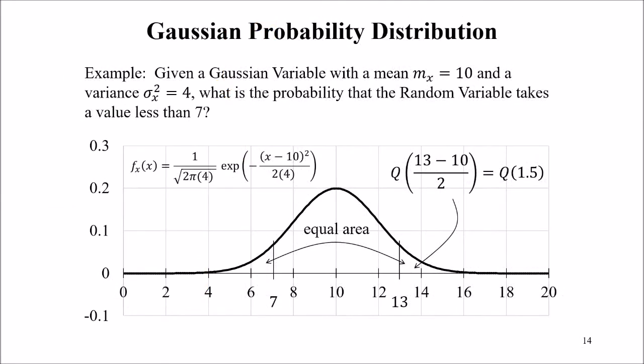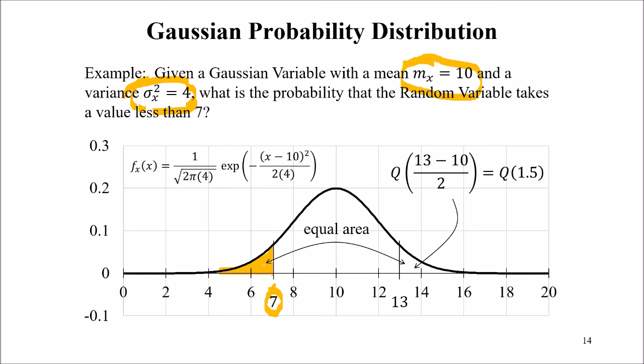Another numerical example: given a Gaussian variable with a mean of 10 and a variance of 4, so it's the same curve we were looking at before. What is the probability that the random variable takes a value less than 7? So we sketch 7 on the scale, and we want to know the area to the left of this point. That would give us the probability that the random variable is less than 7. Well, the table doesn't have values to the left of anything. It only has values to the right of a certain number.